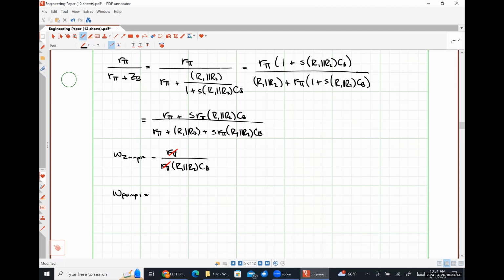Our pole is going to be at negative R pi plus R1 in parallel with R2 divided by R pi times R1 in parallel with R2 CB.